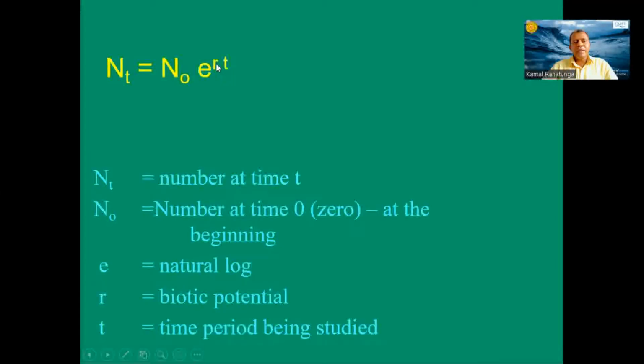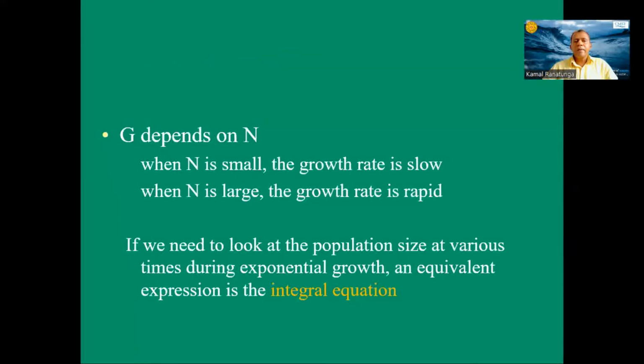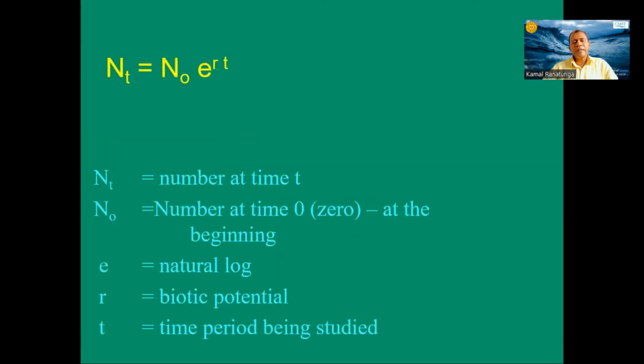The same equation, right: growth rate, delta N divided by delta T, equals R into N. Now you see the same equation is rewritten here. Previously we called it a differential equation. Now this is the integral equation. Actually it's the same thing, but written in a different format.